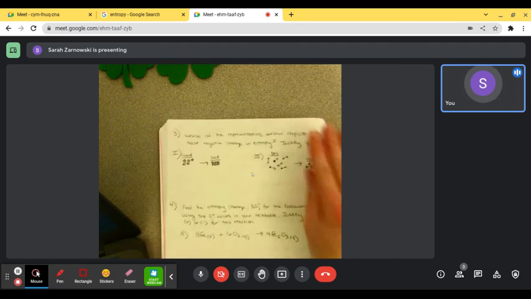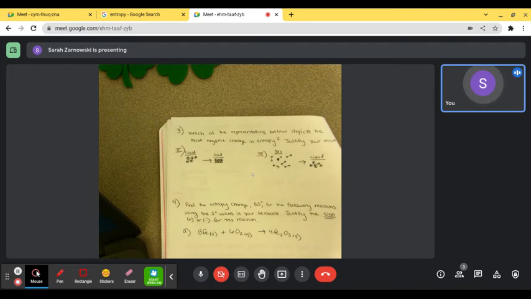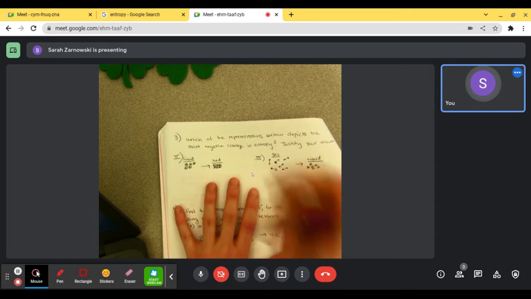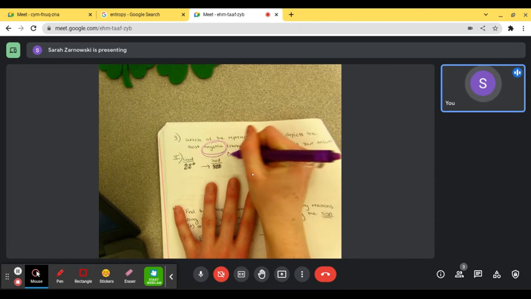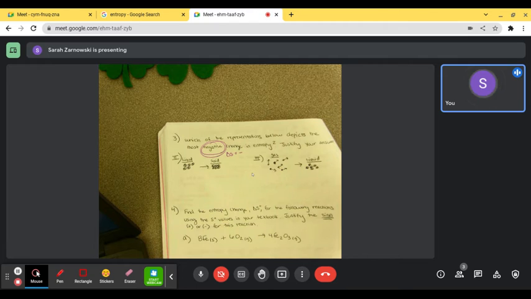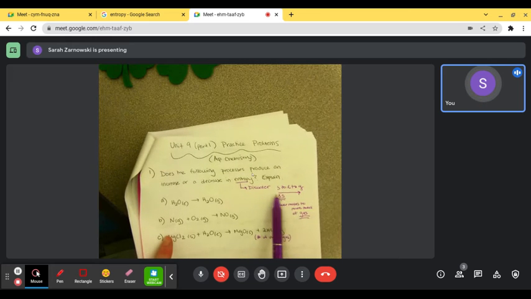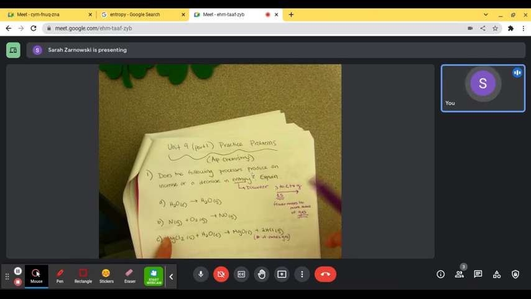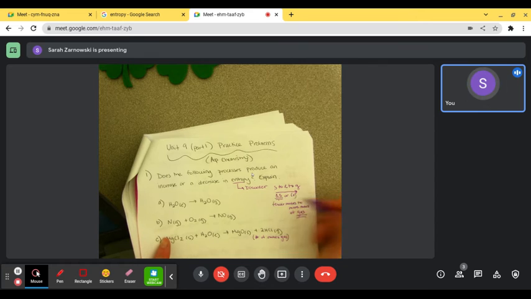For number 3, I want to know which one has the most negative change in entropy. So remember, depending on the sign of change in S, if it's negative, try to figure out which one is more disordered. So again, use the front side. Like I said, if you go from solid to liquid to gas, change in S increases, or becomes more positive. I should write that down there.